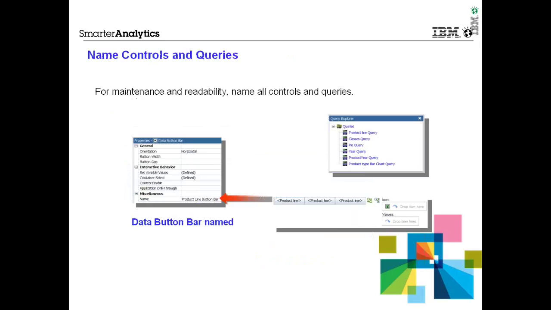The next design tip is to name controls and queries. This is more from a maintainability and readability point of view. You will notice that as your report grows in functionality, you will add on objects to the report, and the default naming convention which is provided gets less and less meaningful. Under this circumstance, you should always look to rename your queries, give proper names to the queries so that someone who is maintaining the application can actually determine what is the purpose of the query or what is the purpose of a data button bar.